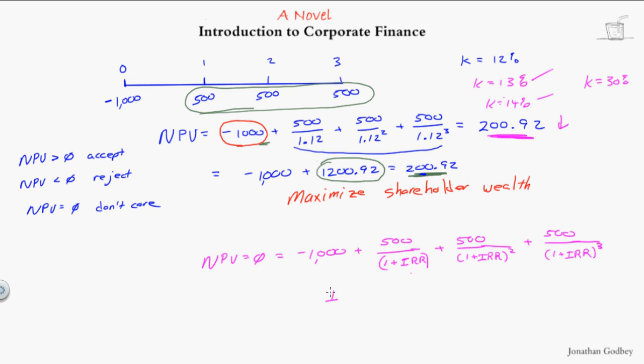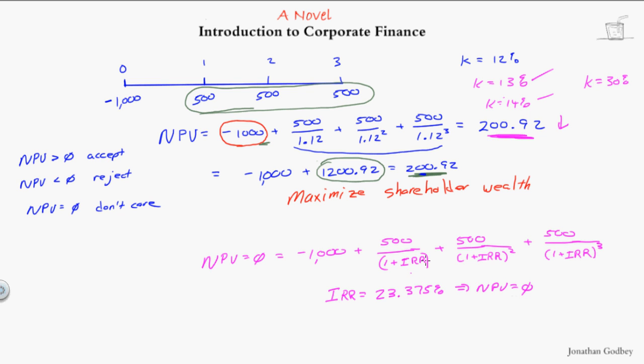I'll tell you how to solve that later on, but for right now, I'll tell you if you put in the internal rate of return of 23.375%, then that means the net present value is equal to 0. So any number less than this that I put in, the net present value is positive. Any number greater than that, the net present value is negative.